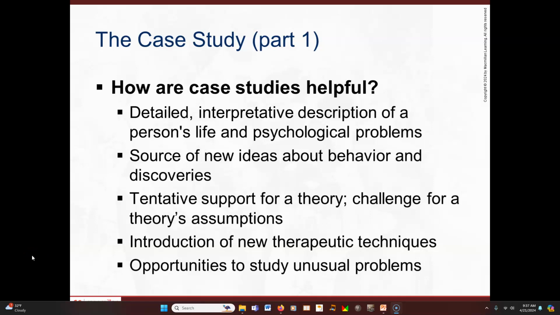So how are case studies helpful? They provide a detailed, interpretive description of a person's life as well as their psychological problems. They may also include speculation about why the problems developed, and may also describe the treatment the person is receiving.